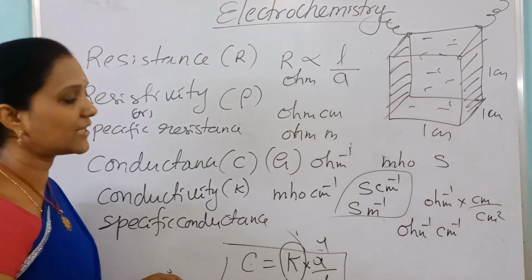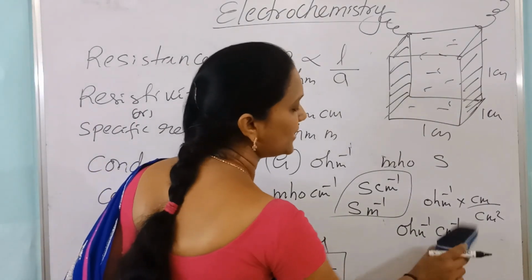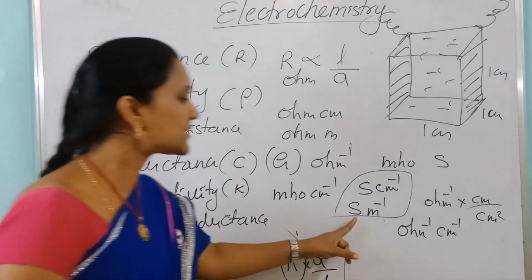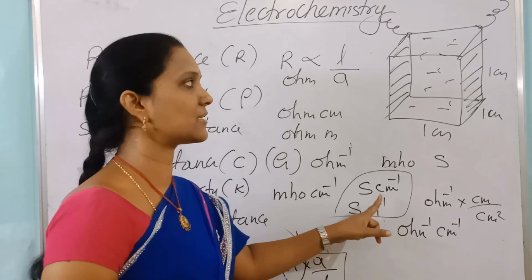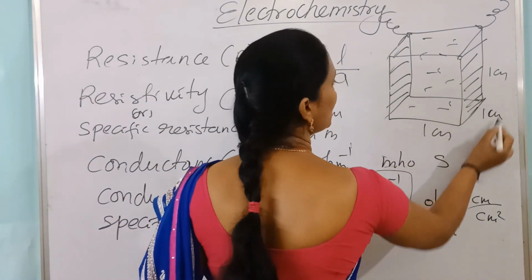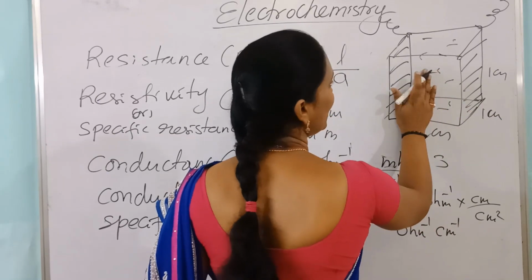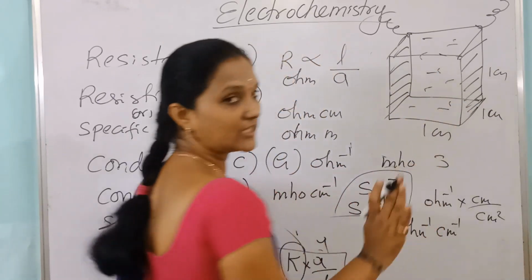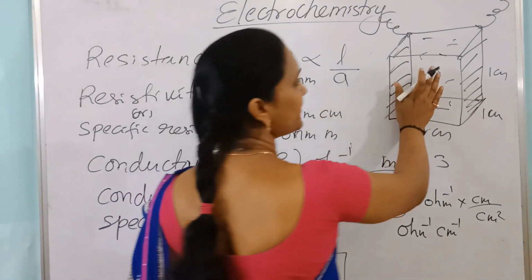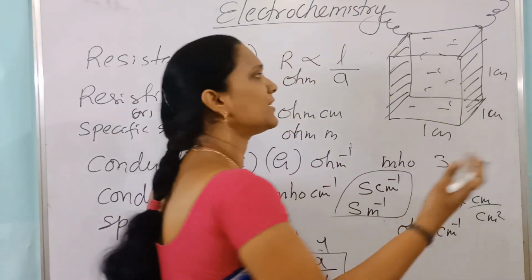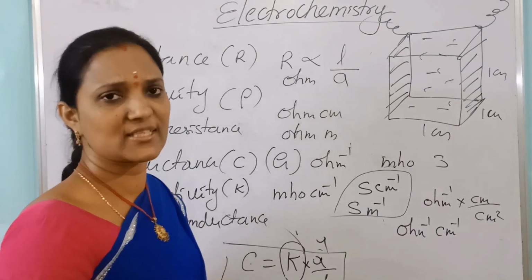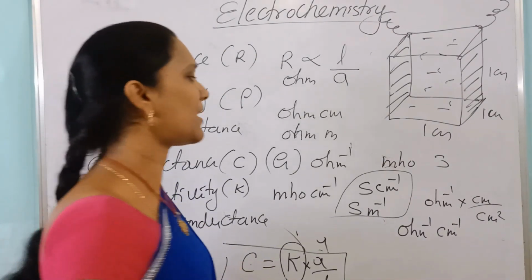What are the units of this conductivity? Ohm inverse centimeter inverse, or simply Siemens centimeter inverse, or Siemens meter inverse. Nothing but here length 1 centimeter and area 1 centimeter square we are taking. Then the conductance of this one is the conductivity. That is only specific conductance. Now here, different electrolytes we are taking, KCl or NaCl, different types of electrolytes, and we get different values.